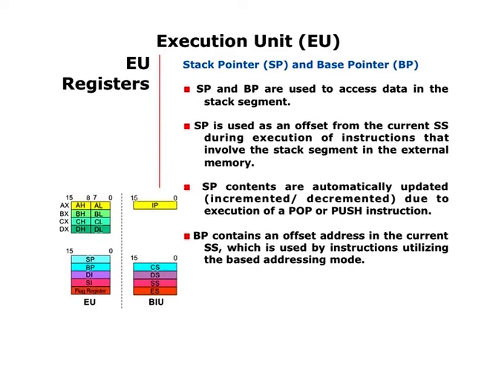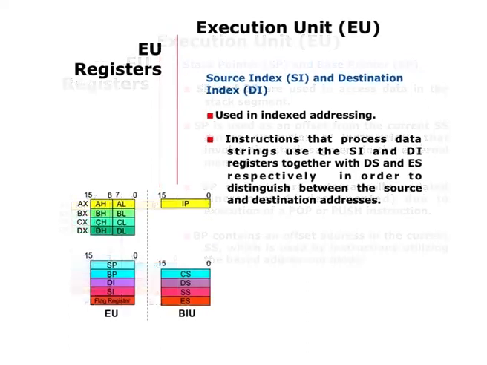Now, some other important registers of the execution unit are SI, that is the source index register, and DI, that is the destination index register. These registers are used in the indexed addressing mode. The instructions that process the data string use the SI or DI register together with the DS and ES respectively in order to distinguish between the source and the destination addresses.